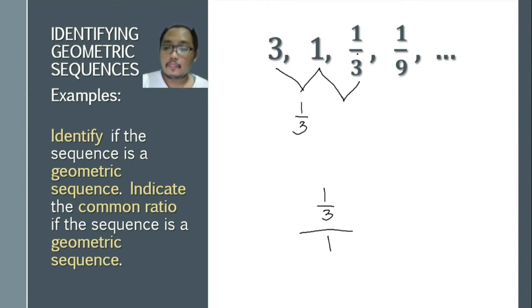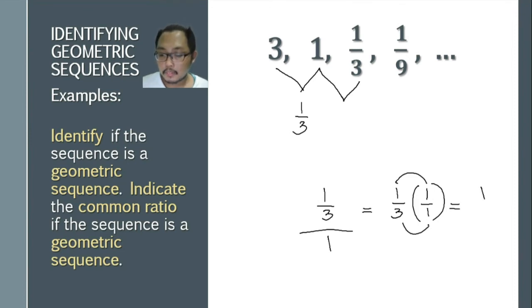And now, dividing 1 over 3 by 1, it only tells us to copy your numerator and multiply this with the reciprocal of your denominator. So multiplying this gives us 1, while multiplying this gives us 3. So the answer would also be 1/3. And now we have 1 over 9 divided by 1/3.